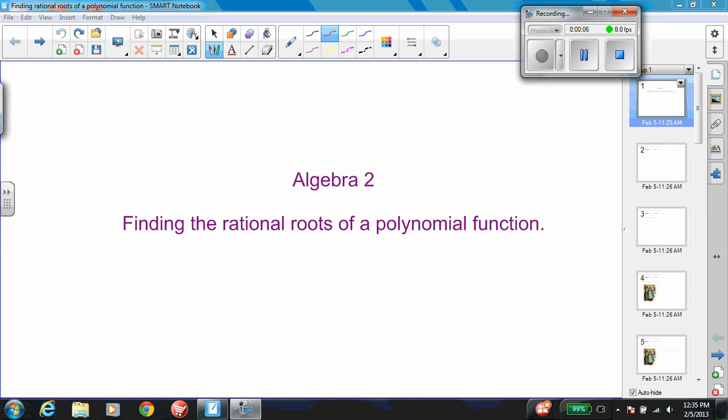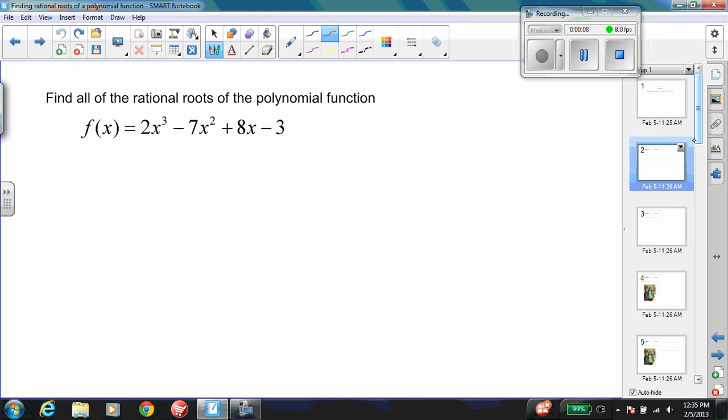Today we're going to use just one example. We're going to find all the rational roots of the polynomial function f of x equals 2x cubed minus 7x squared plus 8x minus 3.